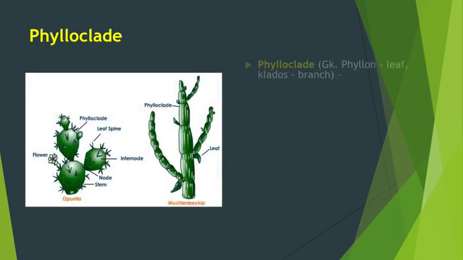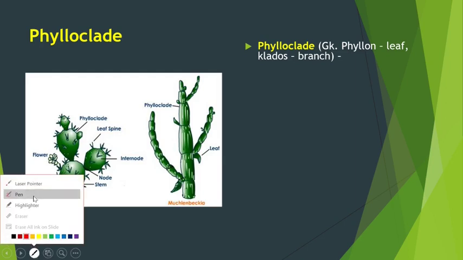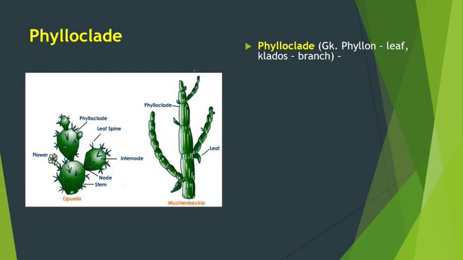First we'll see about phylloclade. It is a modification which is found in xerophytic plants. In a desert the temperatures are very high, so if leaves are there, they will have stomata. If stomata are there, more transpiration will take place. So to avoid transpiration, to conserve water, the leaves are modified to form spines, but the stem gets modified to form a leaf-like structure called phylloclade. So phylloclade is what? Modification of stem to form a leaf-like structure.